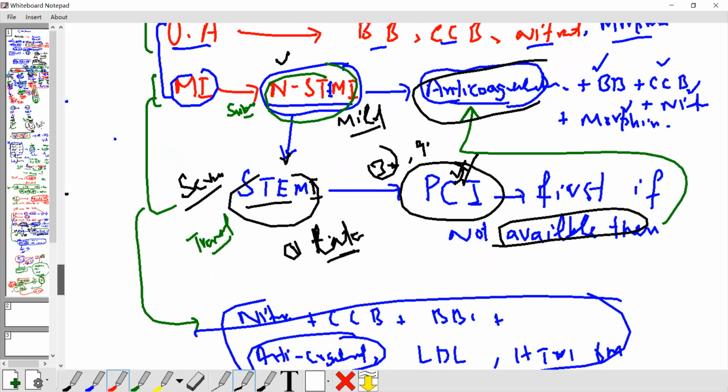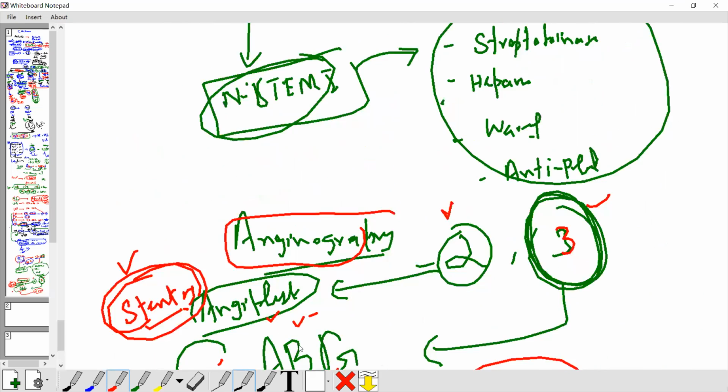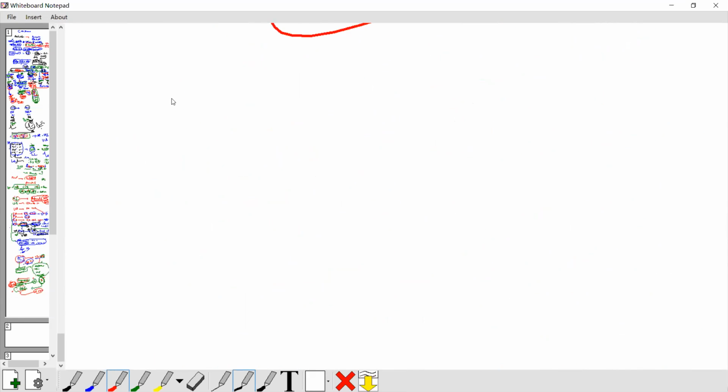Now come back to our medication group. I will cover the side effects and these things. Beta blocker, everyone knows.